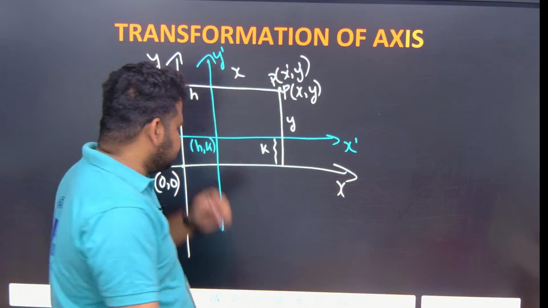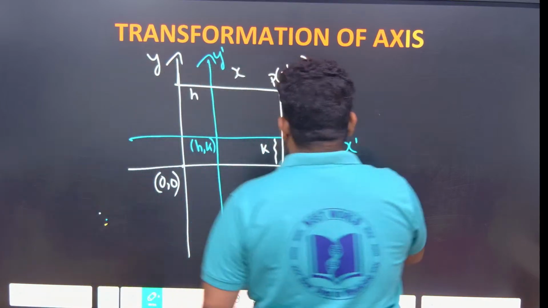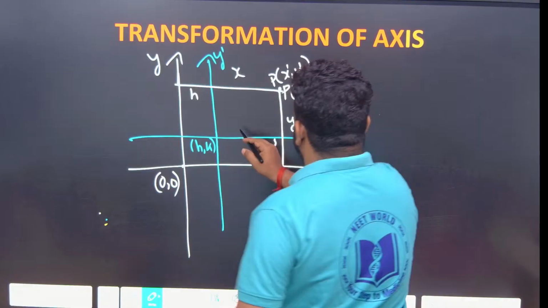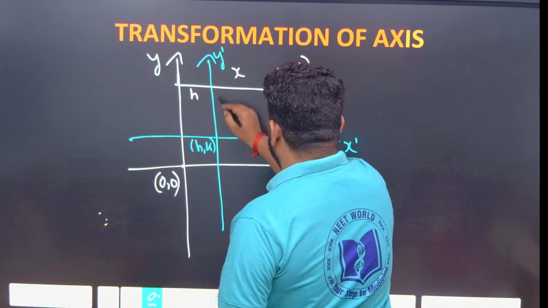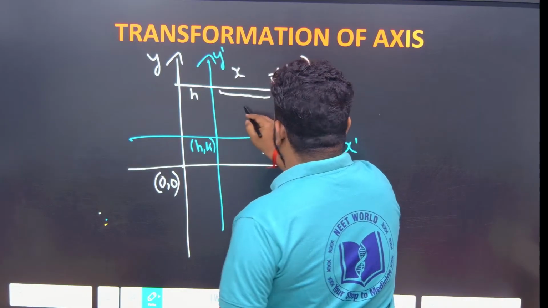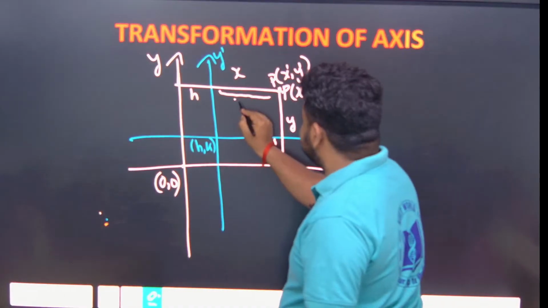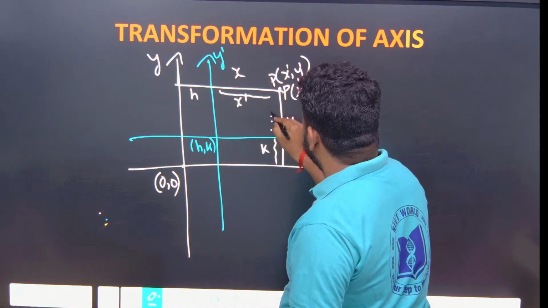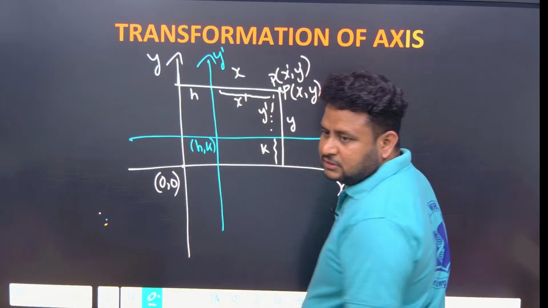Now see here, P(x dash, y dash), so this length will be x dash, and this length will be y dash, correct? y dash.